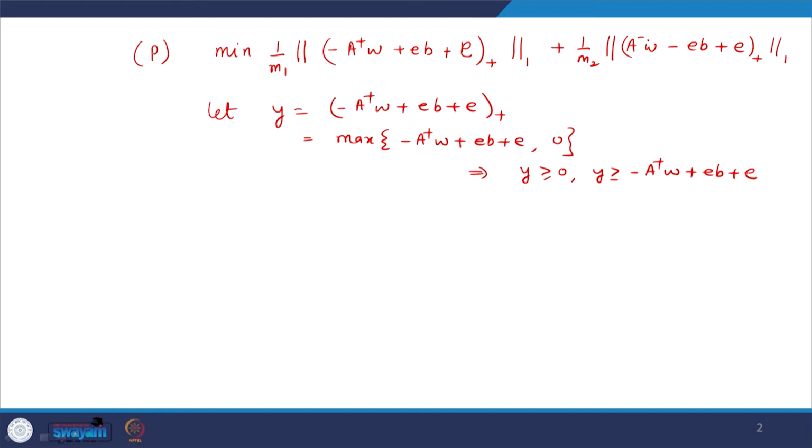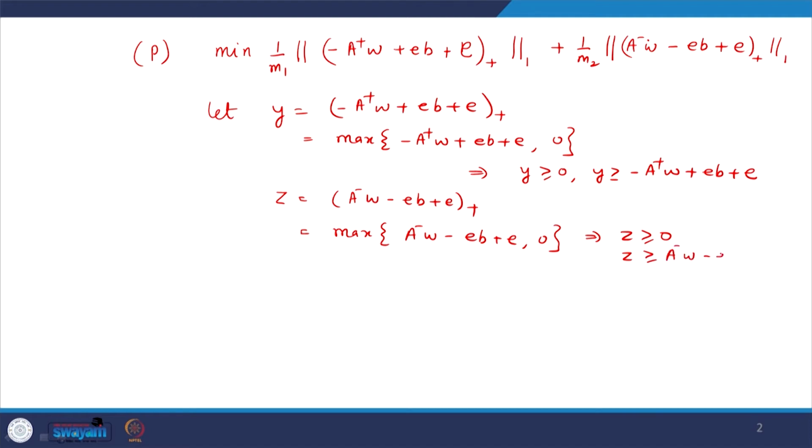Okay. Similarly, let z equal to (A minus w minus e b plus e) plus. That further means the maximum of A minus w minus e b plus e, or 0. So, this implies z is greater than or equal to 0 and z is greater than or equal to A minus w minus e b plus e. So, this point and this point.